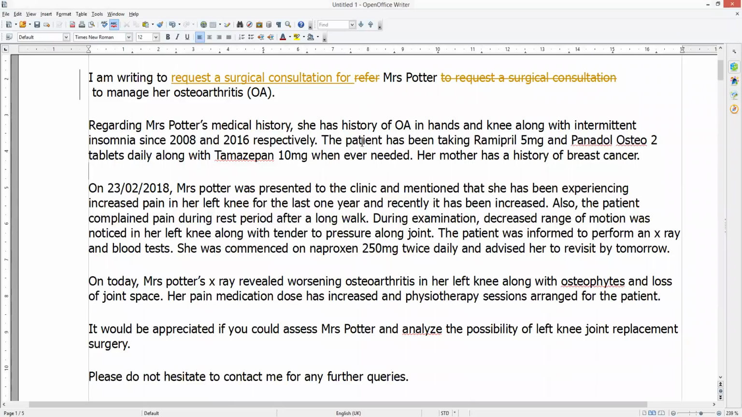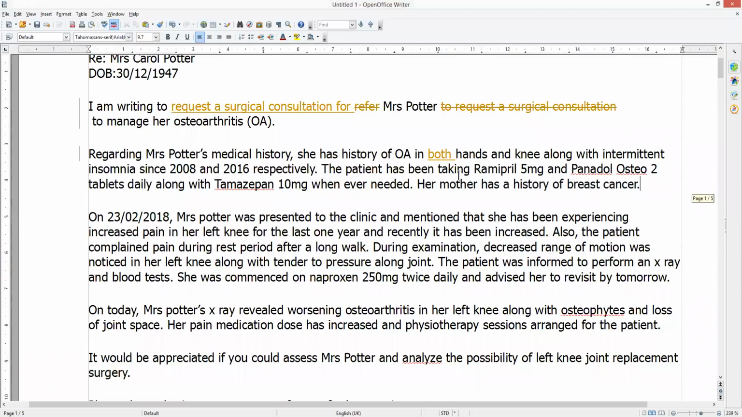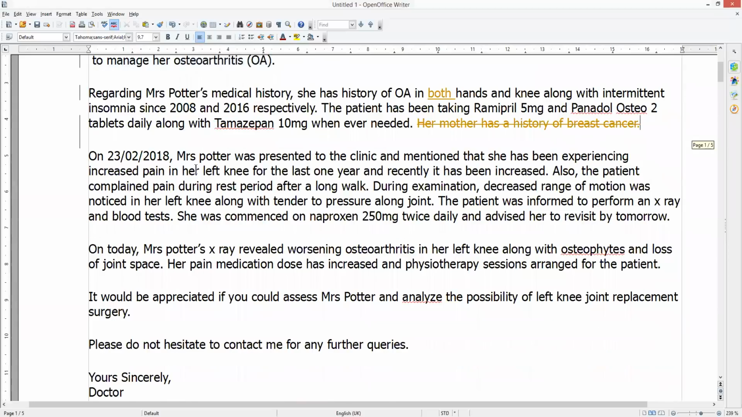Mrs. Potter's medical history: she has a history of OA, osteoarthritis, in hands and knees. Hands and knees, what? In her hands and knees, in both hands and knees, and with intermittent insomnia. Then there's "mother has breast cancer." This is a short, simple sentence, and I'm not sure what it has to do with osteoarthritis. So we don't really need this. For one thing, it's too short as a sentence. It's simple, there's no connection with the previous sentence, and it's nothing to do with osteoarthritis. So get rid of that.